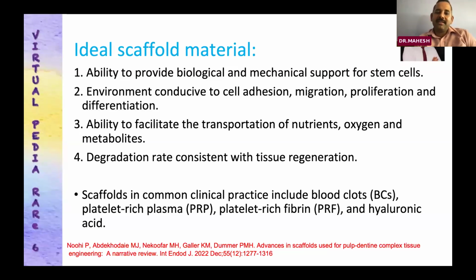Once the function of the scaffold is completed, the scaffold should degrade at a rate consistent with that of tissue regeneration. So these are the basic four properties for any kind of scaffold which you are using in regenerative endodontics. The most common scaffolds which we use are PRP, PRF, and blood clots. So these are the most common scaffolds which we use in regenerative endodontic procedures.